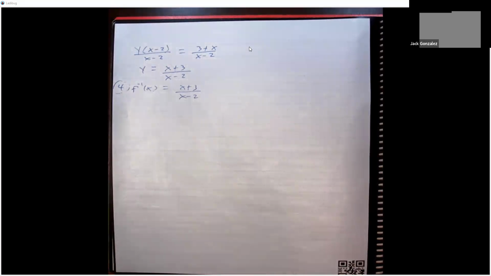Any questions on any of the steps? Beginning, middle, end, whatever.